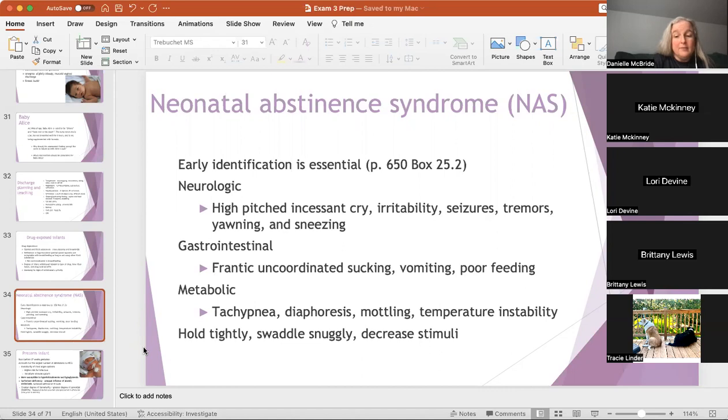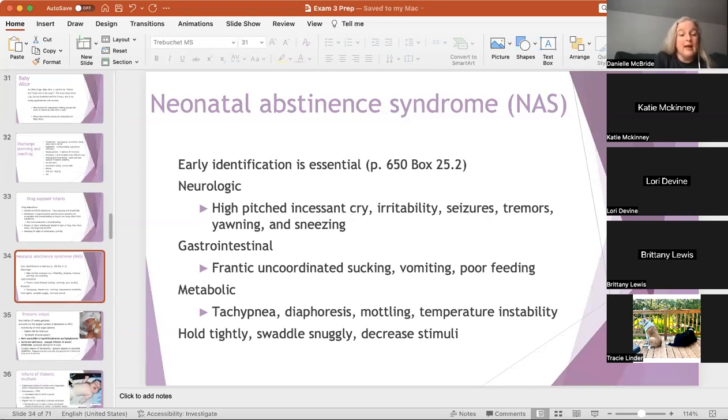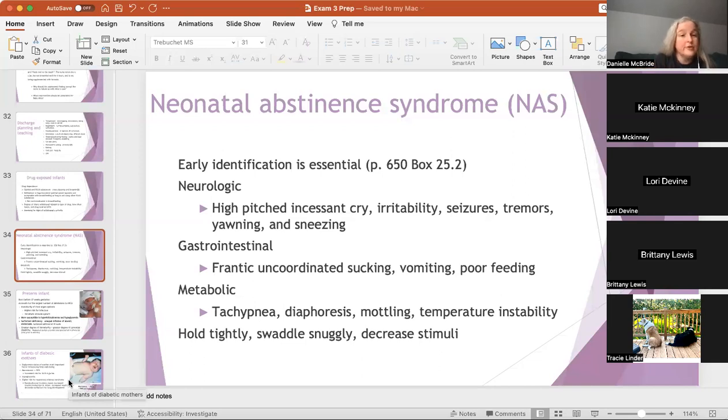How do we take care of them? Make sure they're swaddled. Really watch their temperature. Frequent feedings. Okay, good. We really want to decrease stimulation for these babies too. So we're going to keep them swaddled and keep them in a quiet environment. Oftentimes they just really need to be held. There are some hospitals that hire people whose job is to hold the baby. Okay, the withdrawing babies.